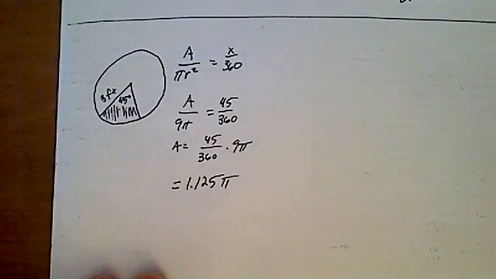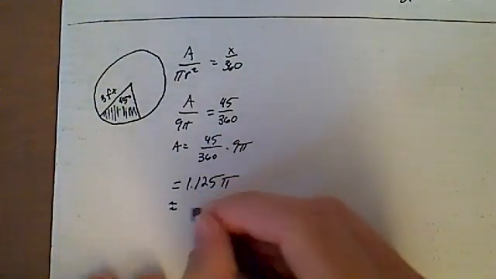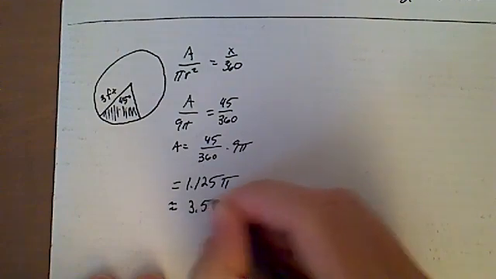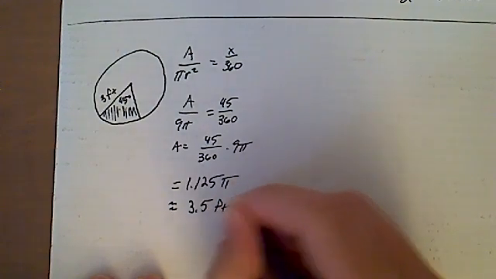And that's 9/8 pi. 1.125 pi is about 3.5 feet squared.